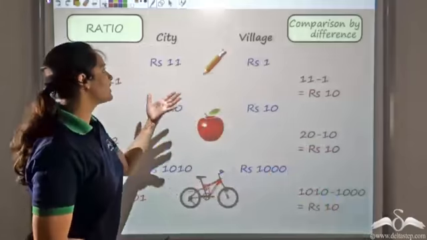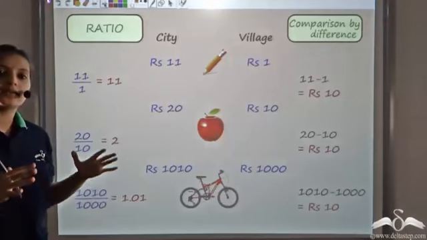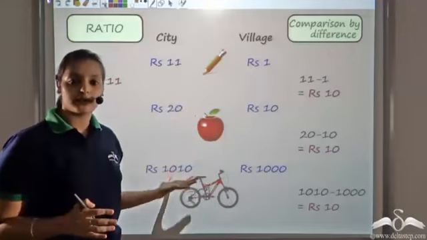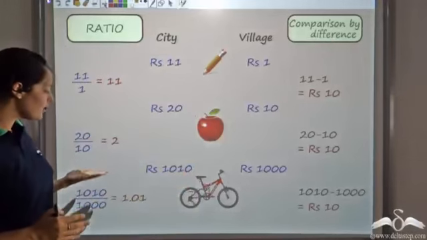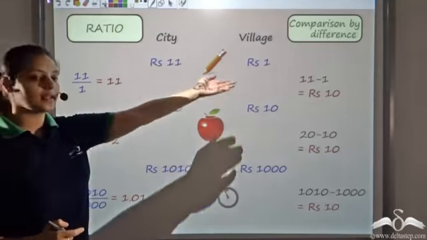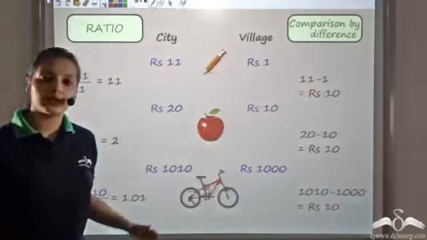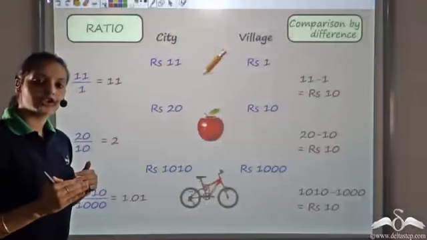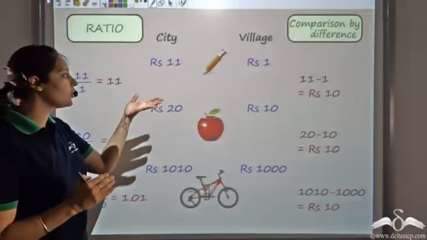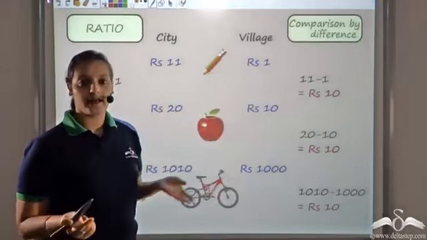So what we observe is, with ratios, we get a better idea or better scenario, and we can compare in a much better way. Though we can compare by difference too, which is the same in all these three cases, the ratio is giving me a better understanding of the prices in the city and village.